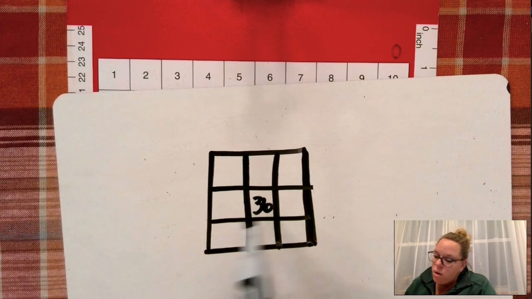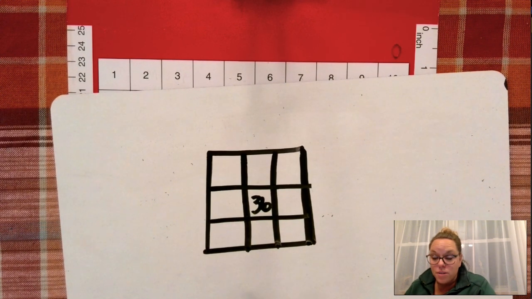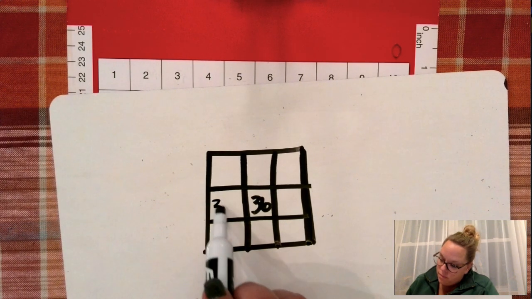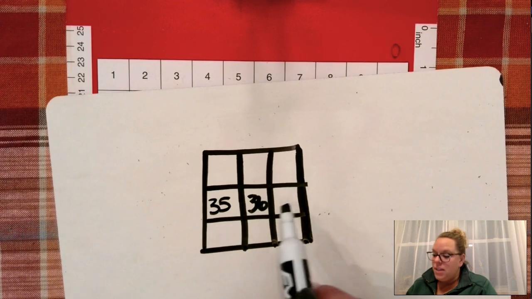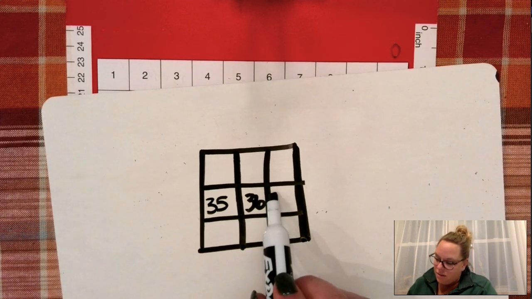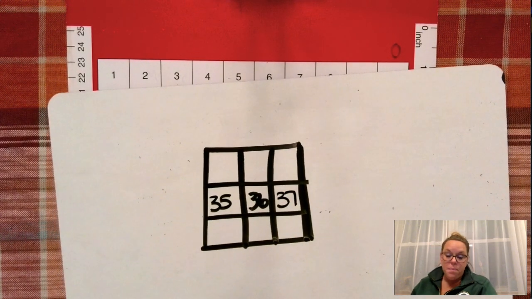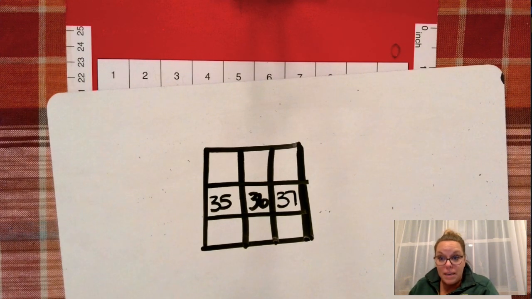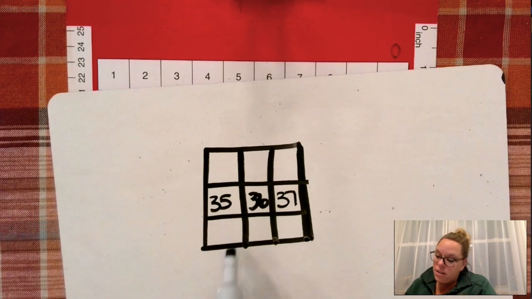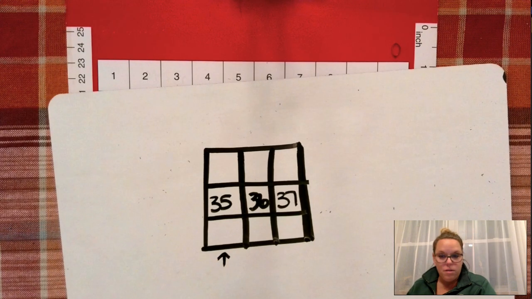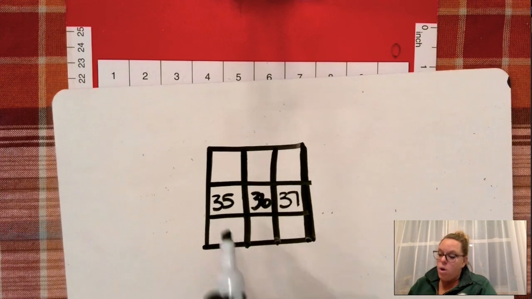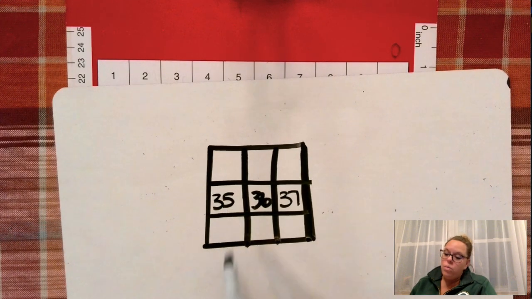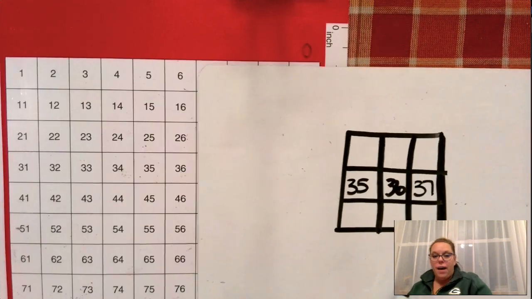Well, what comes just before 36 when you count? 35 does. 35, 36. What comes after 36? 37. Now remember I said that this is a piece of the 100 numbers chart. So this right here cannot be 38. Cannot be. All right. What is 10 more than 35?